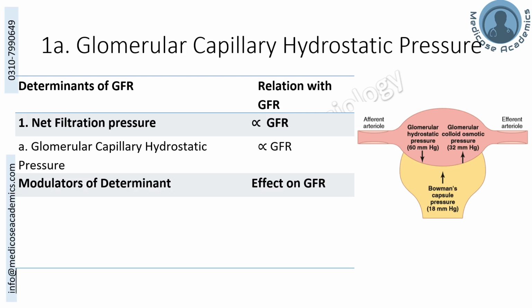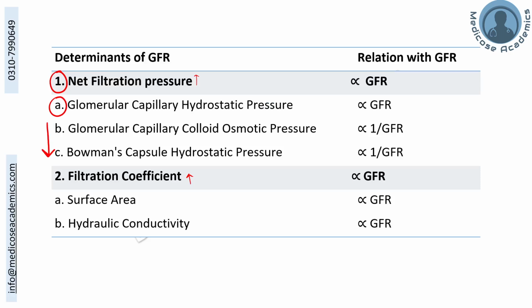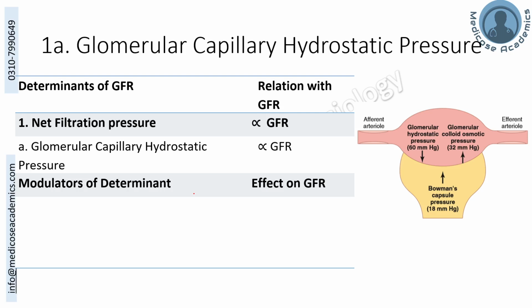We will look into the variable physiological and pathological states which can impact these 5 things, 1, 2, 3, 4 and 5, and see how they can increase or decrease GFR. So starting from the net filtration pressure, it is directly proportional to the GFR. Glomerular capillary hydrostatic pressure is directly proportional to the GFR.